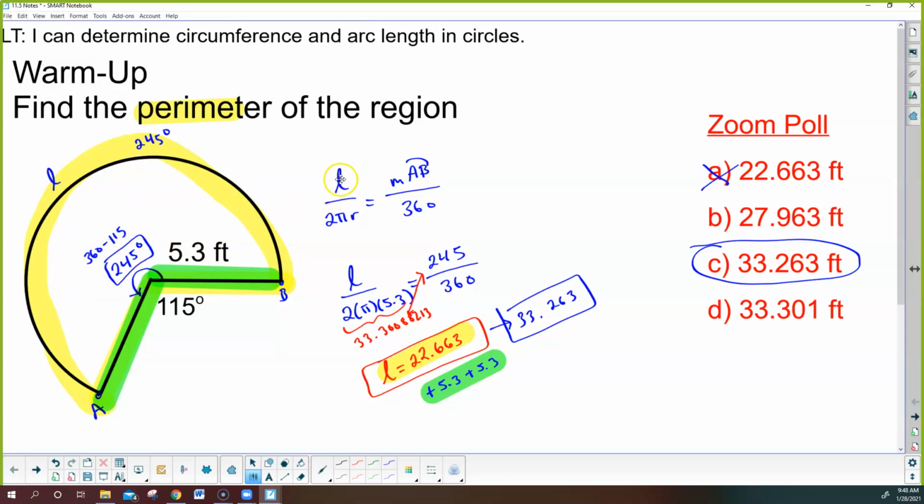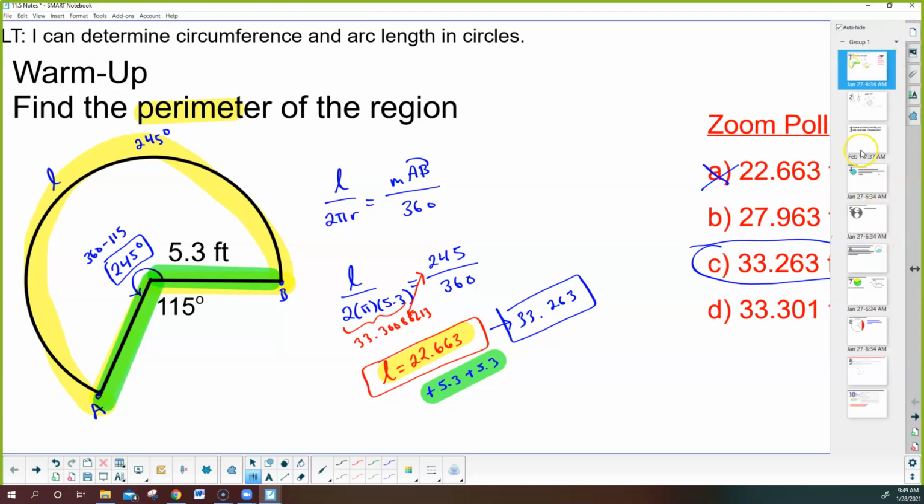Well, area is in the same ratio as the central angle over 360. The only difference is instead of area over circumference, we're going to do the area of the sector over the area of the entire circle. So technically, the only thing that changes today is instead of circumference, it's area.